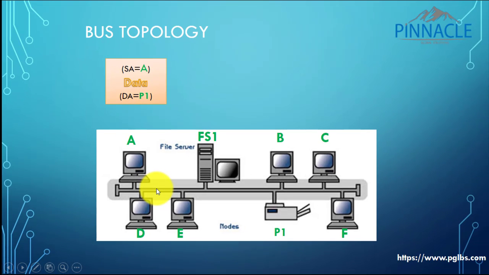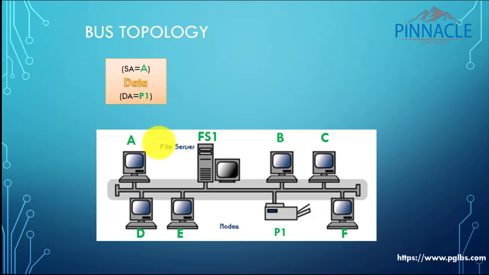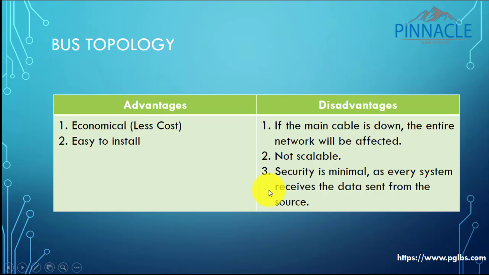Now you need to understand what are the advantages and disadvantages of this bus topology. Now, bus topology is very economical, which is less cost because you don't have much of the wiring here. It is easy to install. All you have to do is pull a larger cable from one end to another end, and you have to install these workstations to the larger cable by means of a T connector. So it is easy to install.